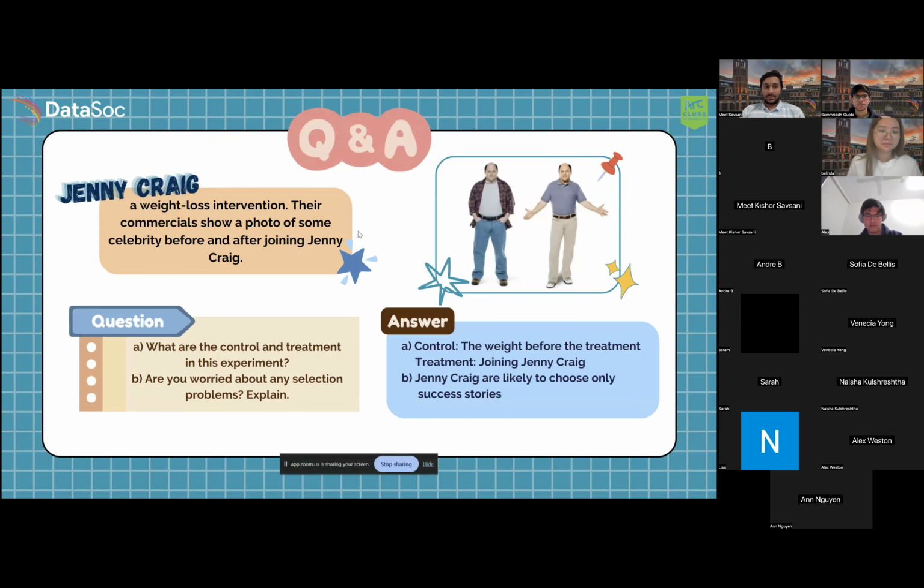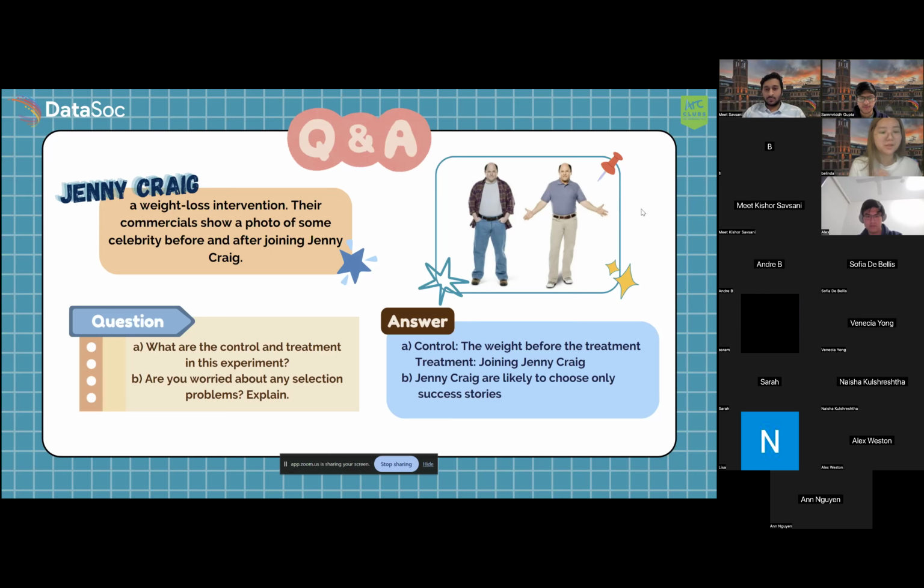And then here's an example question about Jenny Craig. This is pretty famous in our DATA1001 course. I think you guys have seen it before, but I'm going to read it again. Jenny Craig is a weight loss intervention, and their commercials show a photo of some celebrity before and after joining Jenny Craig. So this is the before, and this is the after, which seems to work in this case. And then we have a question. What are the control and treatment in this experiment? And are you worried about any selection problems and why?